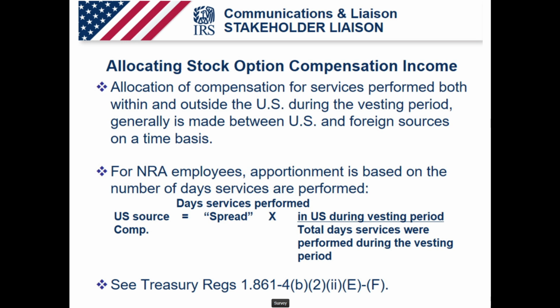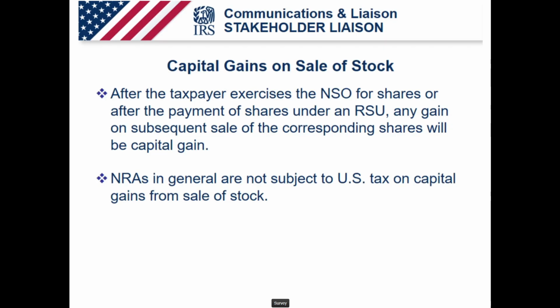As provided here on the slide, the U.S. source compensation for employees from non-qualified stock options is generally computed by multiplying the option spread by a fraction that contains the total days of services that were performed in the U.S. as the numerator and the total days of services provided anywhere as the denominator during the vesting period. Note that if the non-resident aliens are not employees, the apportionment of the spread is based upon the facts and circumstances of each case.